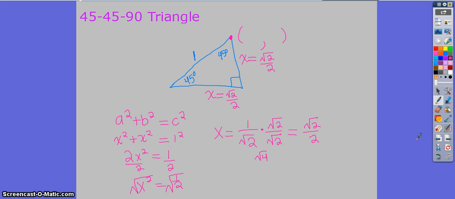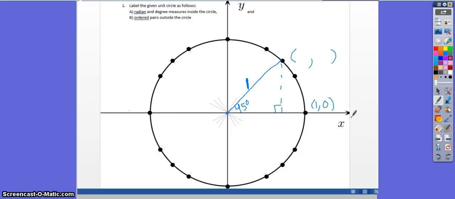Again, if you flip back to this previous screen here, the bottom of the triangle, that is the x value of this ordered pair, so square root of 2 over 2. And then the right side, this side over here, that is the y value of this ordered pair. And so that is where this ordered pair comes from.